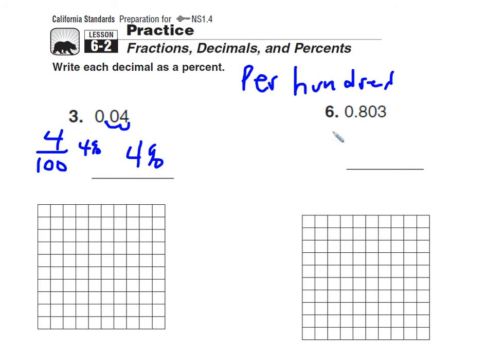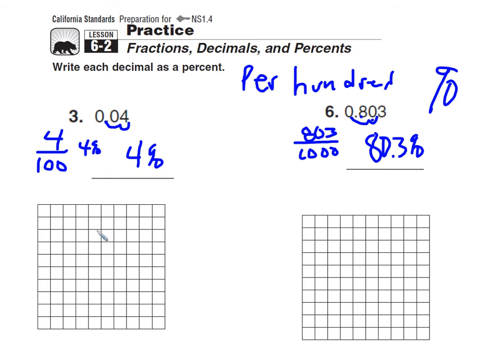So here is 803 thousandths. But we need over 100. So this is the hundredths place, tenths, hundredths, and the percent sign means hundredths already. So move it once, twice, 80.3, or 80 and 3/10 of 100.